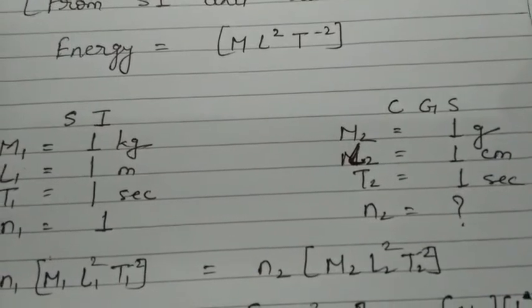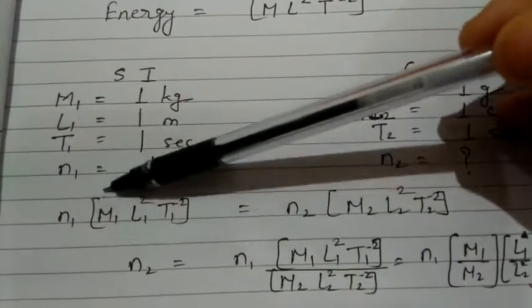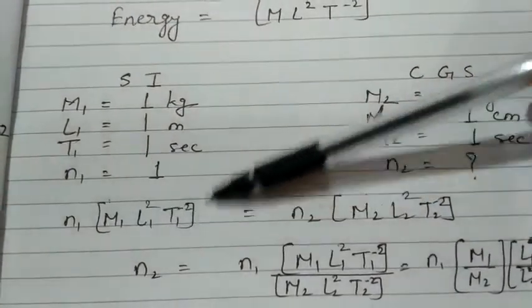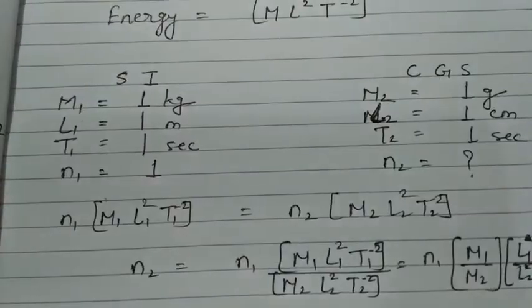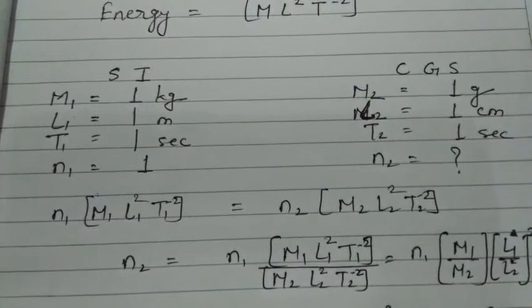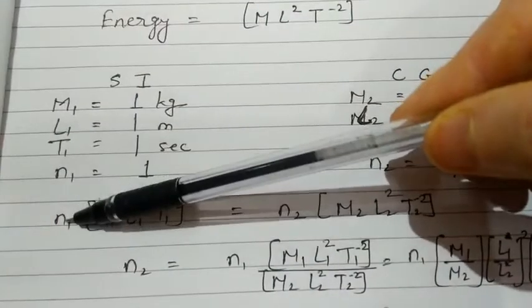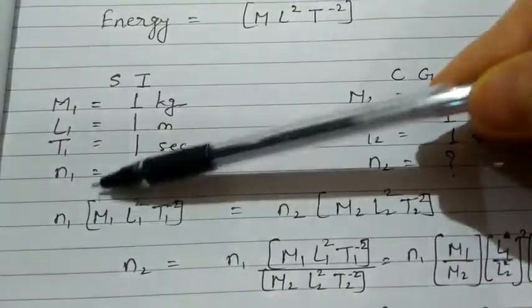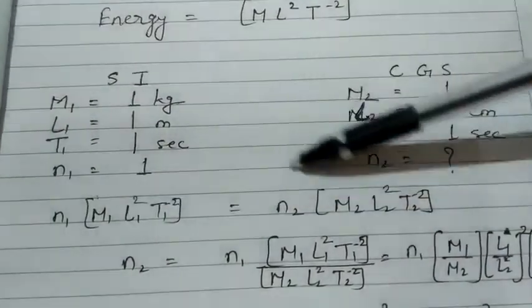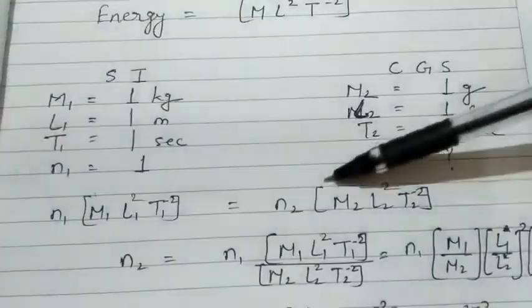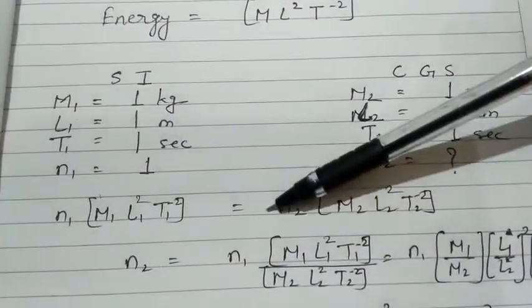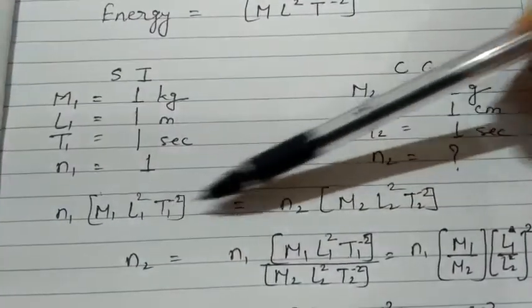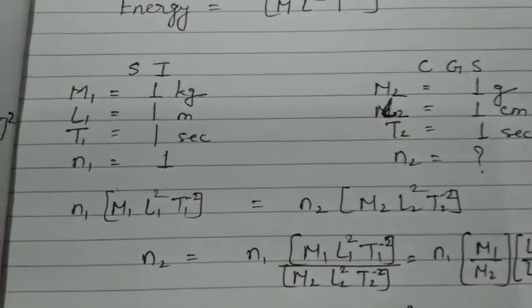Now we will write it like this. N1, this is value and unit. When we write the amount of any physical quantity, how do we write it? First we write its magnitude and then we write its unit. So here also N1 is the magnitude and this is the unit. N2 is the magnitude and this is the unit. Because N1 and N2 both relate to energy, they are equal. So we write it like this.